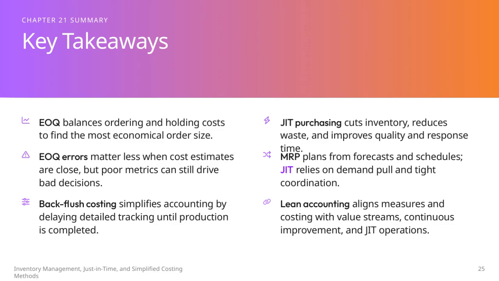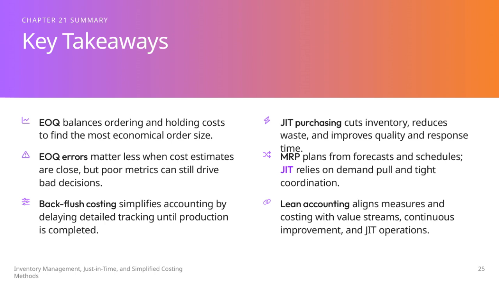First, the economic order quantity, or EOQ, helps balance the costs of ordering and holding inventory to determine the most economical order size. This balance is crucial because ordering too much or too little can increase costs. Then we have just-in-time purchasing, which focuses on cutting inventory levels, reducing waste, and improving both quality and responsiveness. It's all about getting the right materials at the right time. It's worth noting that errors in EOQ calculations matter less when the cost estimates are accurate, but if the data is off, it can lead to poor decisions and increased expenses.